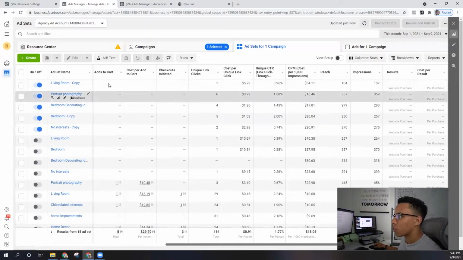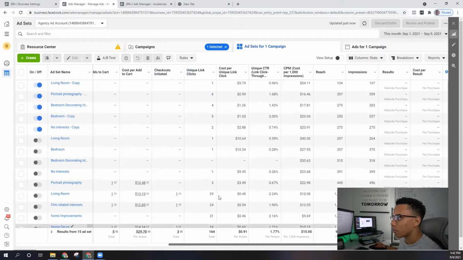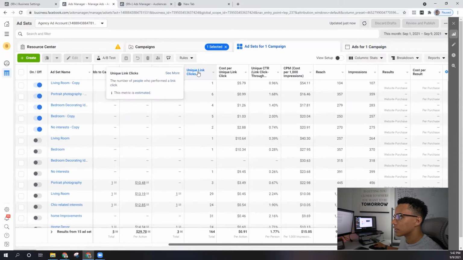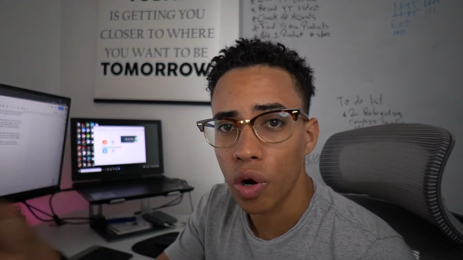And then the last one is going to be the traffic aspect of it, which is gonna be from unique link clicks all the way out to, let's say, impressions. And here's where you're looking at your traffic source, right? Are you paying too much for these people to go over to your site? That's kind of what you're looking at. So that's the setup. Now let's interpret it a bit.